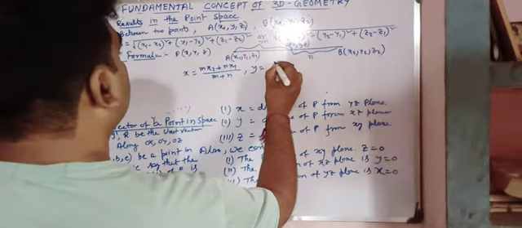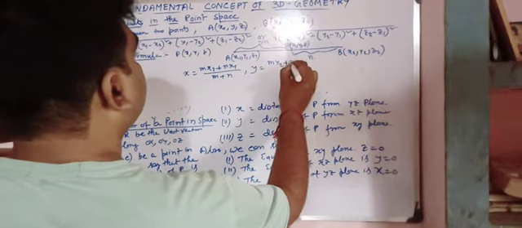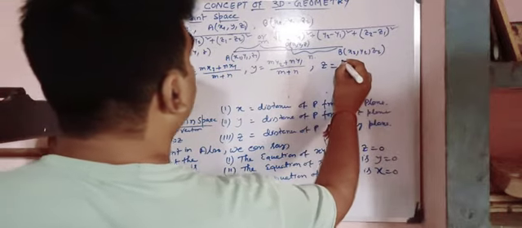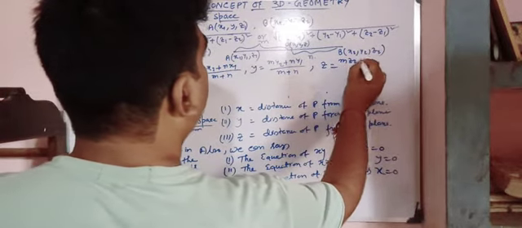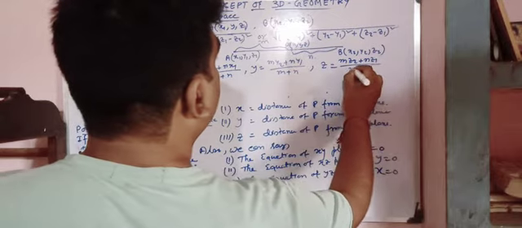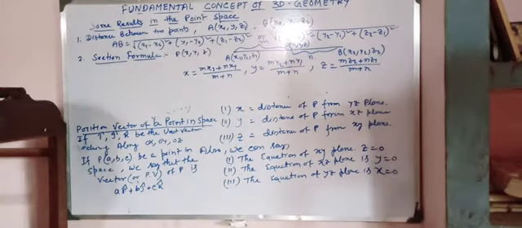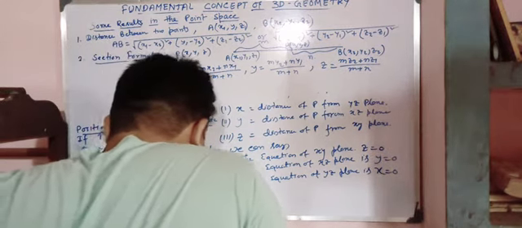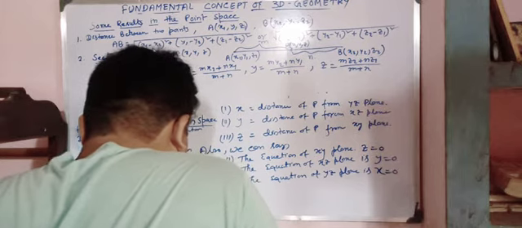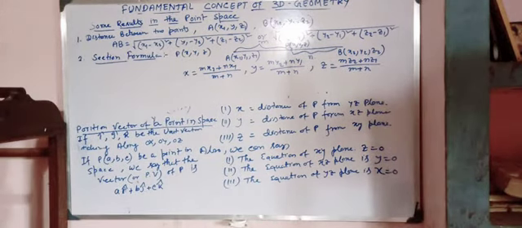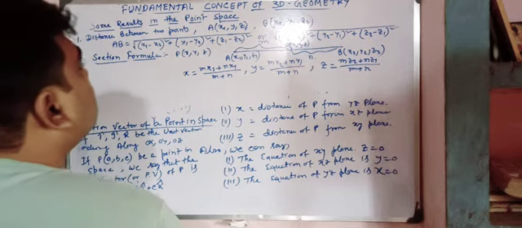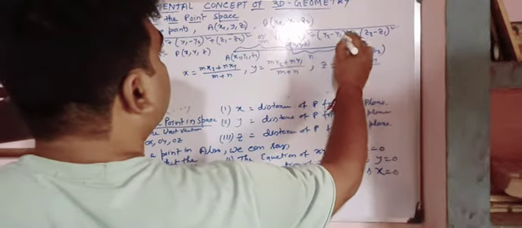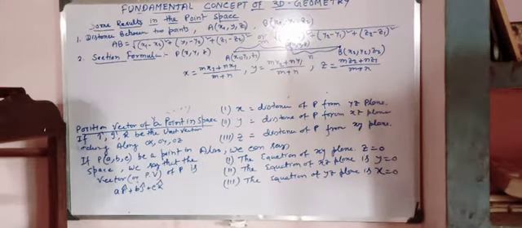y is equal to (m y2 plus n y1) by (m plus n). z is equal to (m z2 plus n z1) by (m plus n). Now this divides the line AB internally.